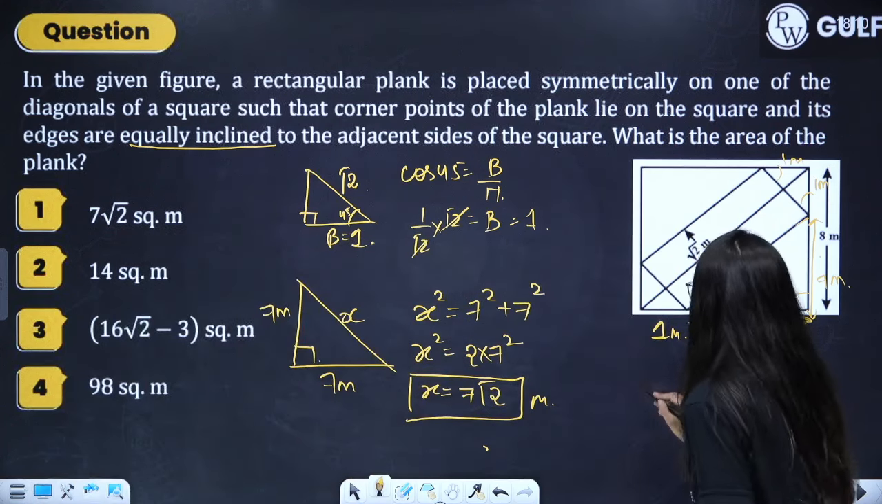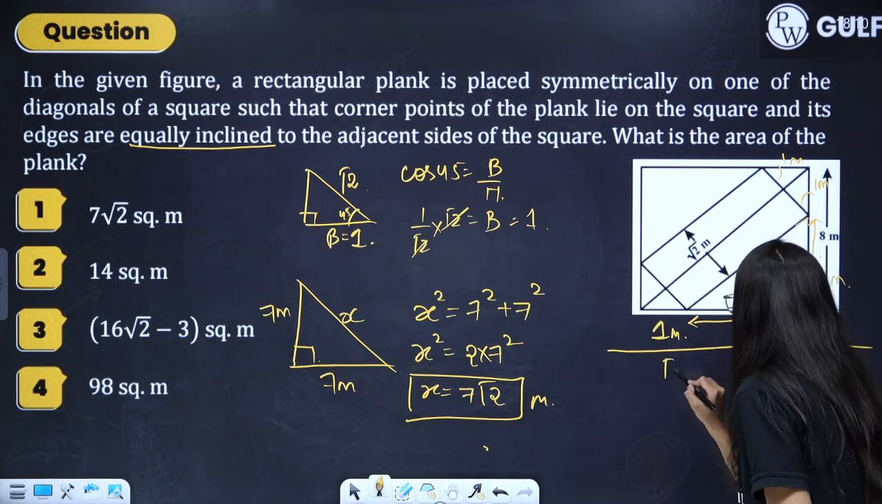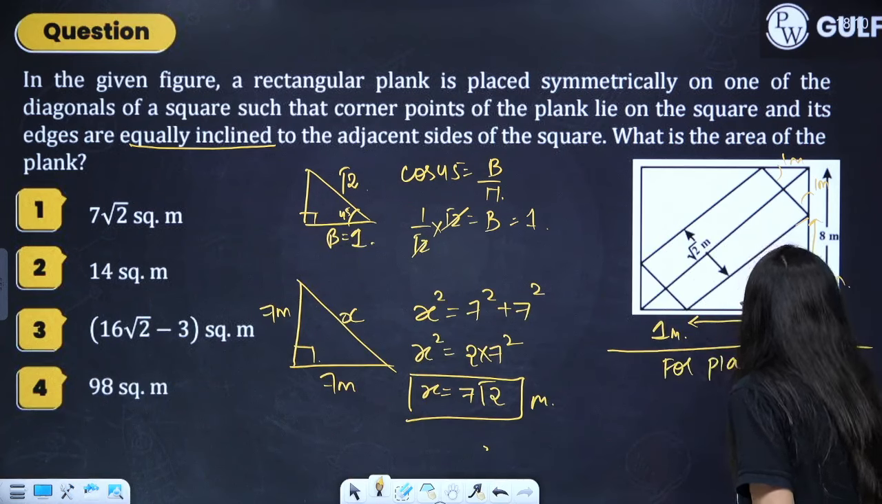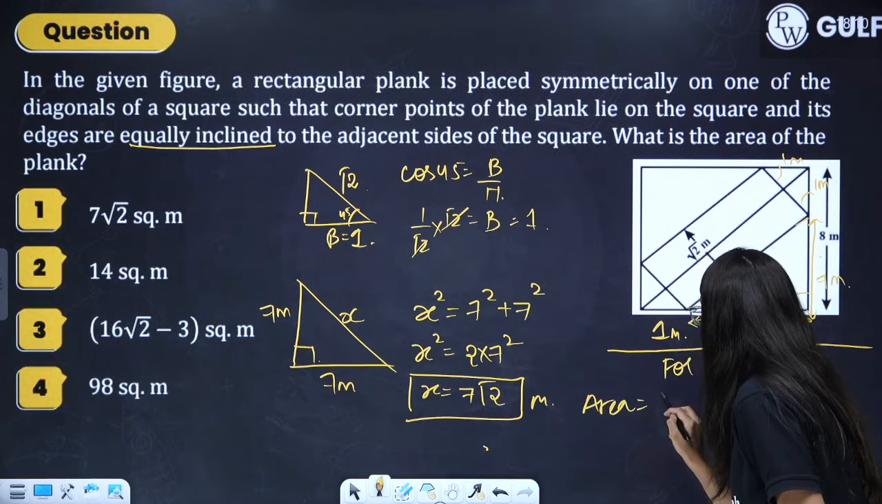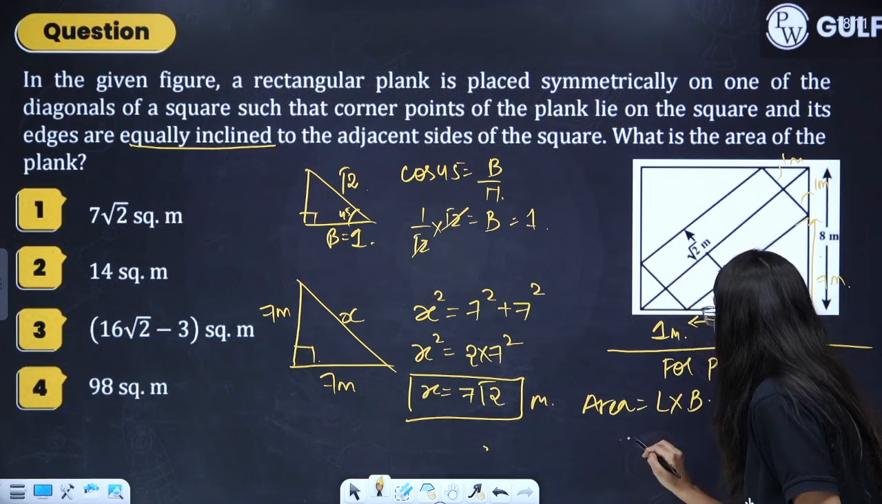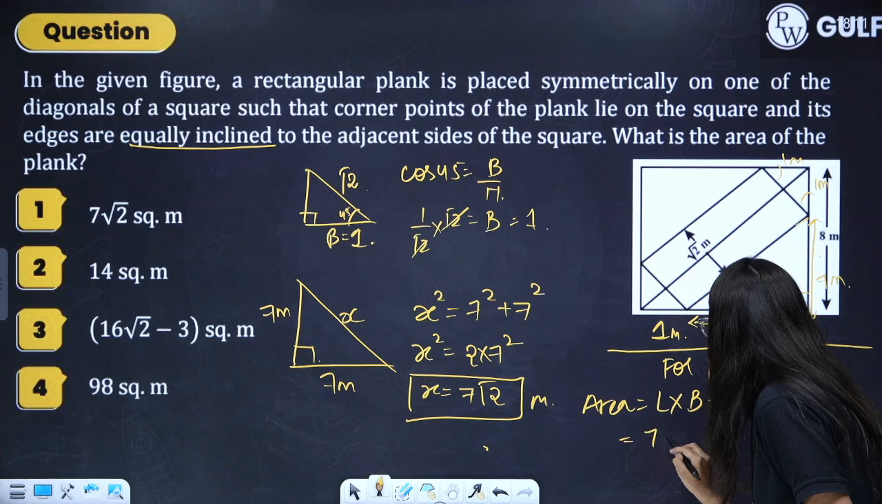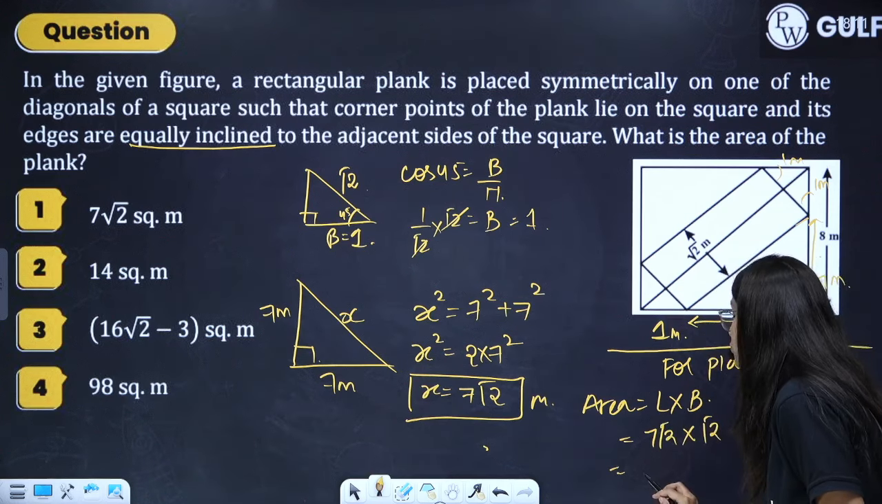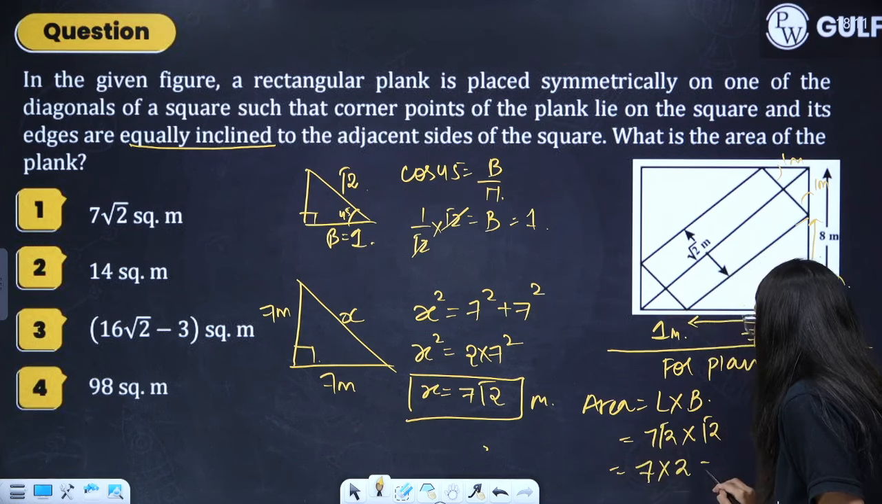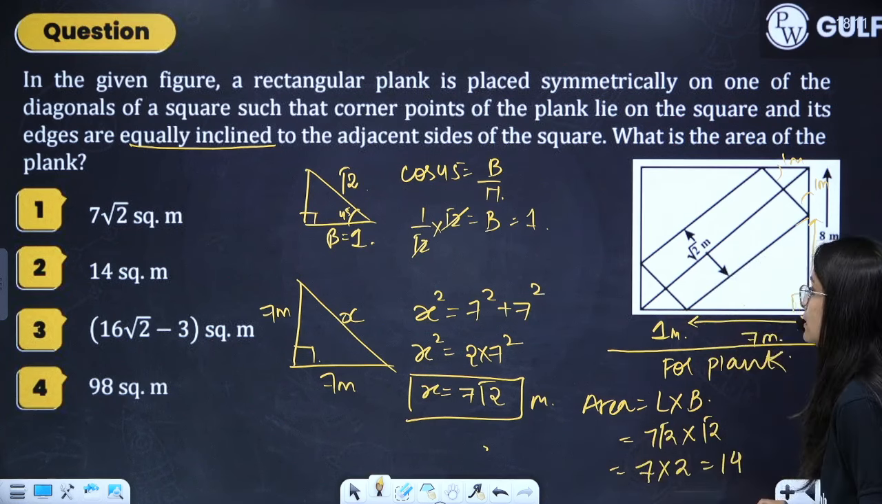Why am I saying this? For the plank, area would be found out by L into B. My length is 7 root 2 and breadth is just root 2. Root 2 times root 2 gives me 2. 7 2s are 14, right? So it's 14 meter square. From this, option B. Hope it's clear up to here.